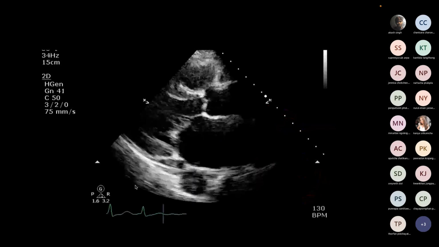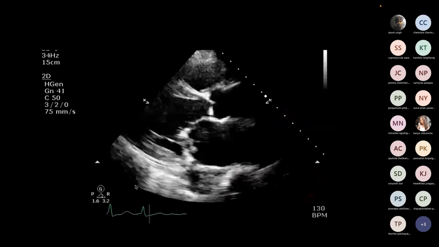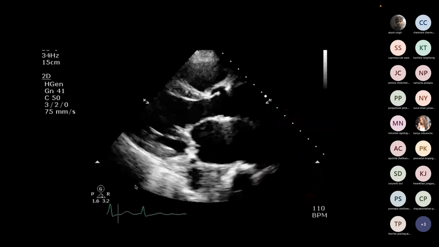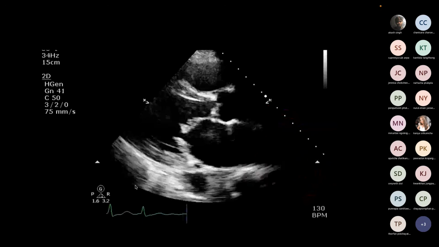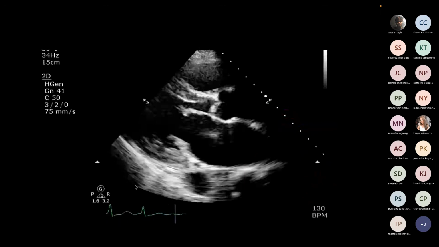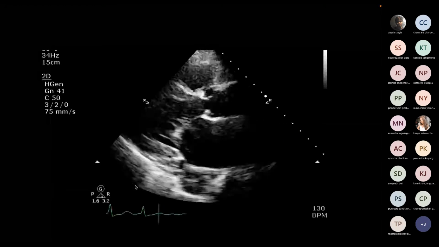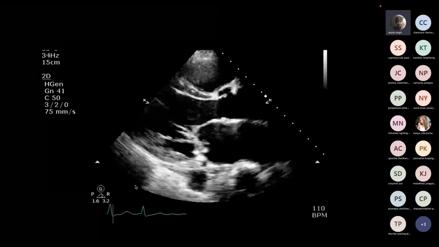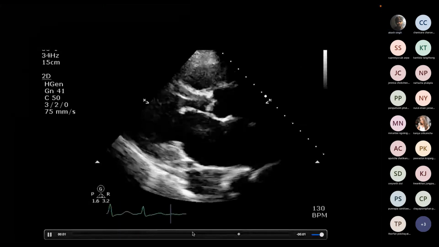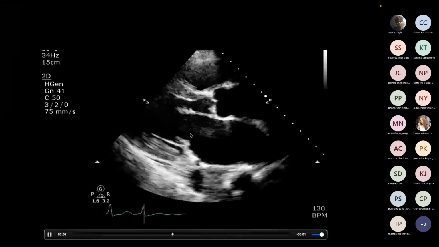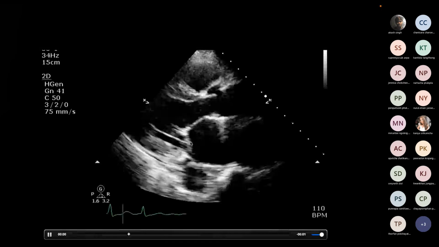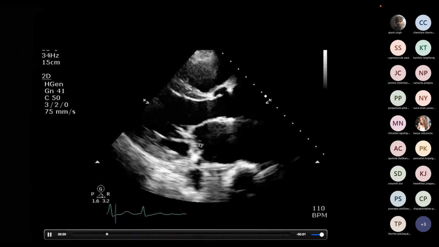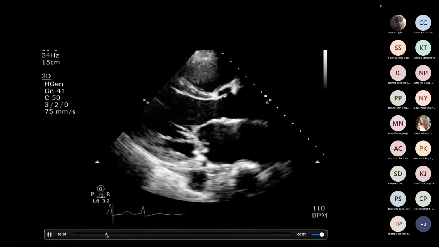Okay, this is another case now. Where do you think the problem is? This one is easier. Is it in the mitral valve? Yeah, it's right here. So as the heart moves, there's something going in and out of the field. That's a vegetation, a very big one.